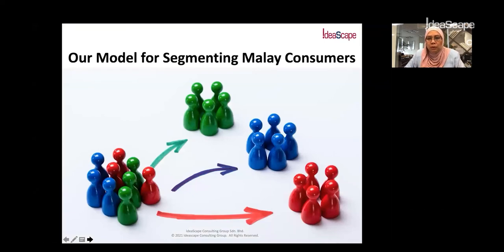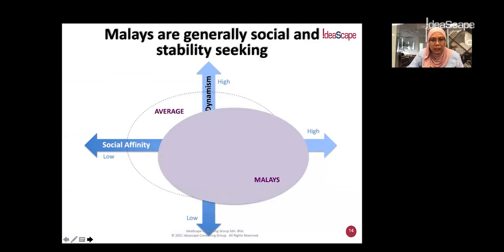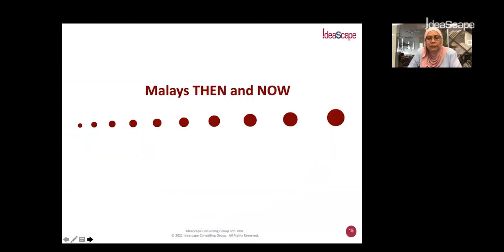So in doing this work, our model for creating this segment has a slightly more scientific bearing rather than just observation like that. So if we are to map the two axes between social affinity and dynamism, we will see that the Malays are already slightly lower on dynamism and higher on social affinity. We as a race are slightly more towards that bottom right corner of the two axes. Yeah. Taking you now to compare Malays before this and the observations we have had in the past 20 years.